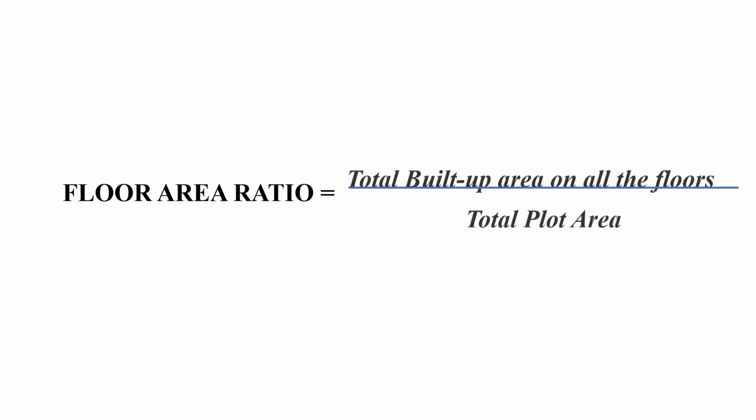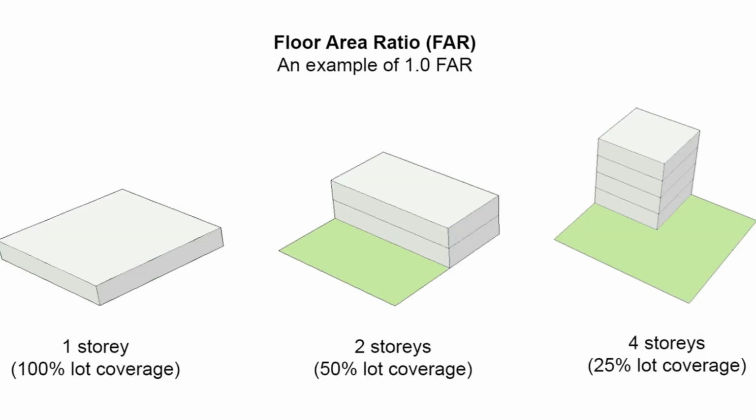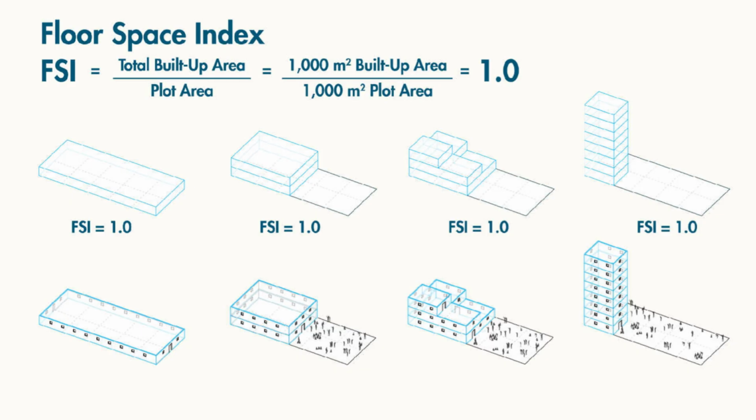The ratio of a building's total floor area to the size of the plot of land on which it is situated is known as the floor area ratio or FAR. Floor area ratio is also called FSI, which stands for Floor Space Index.